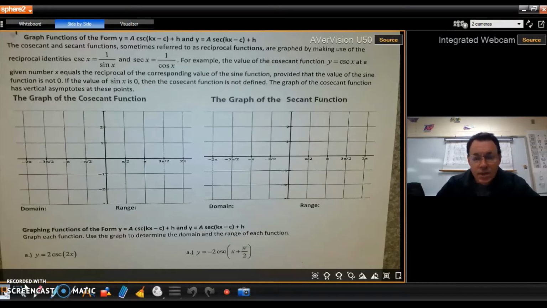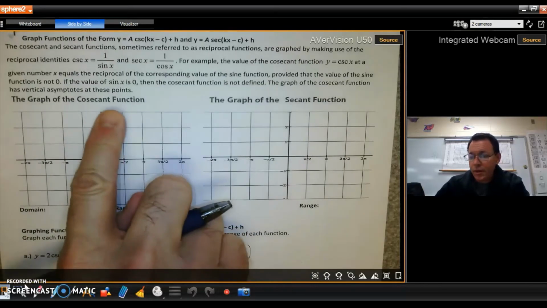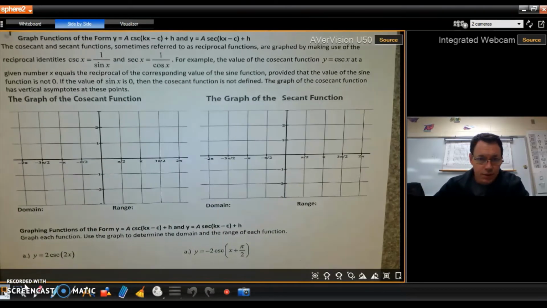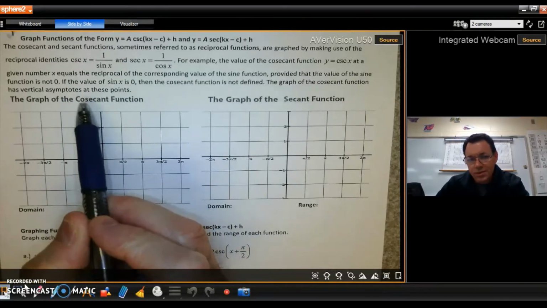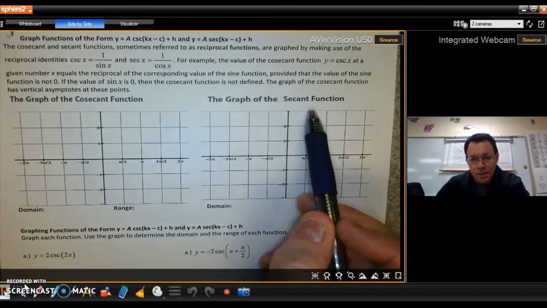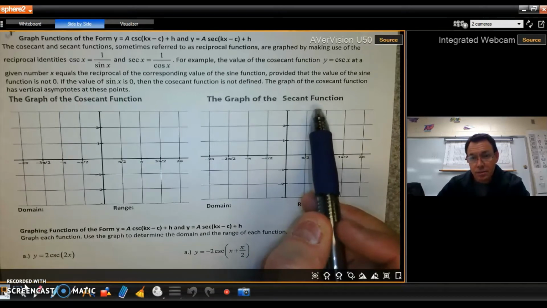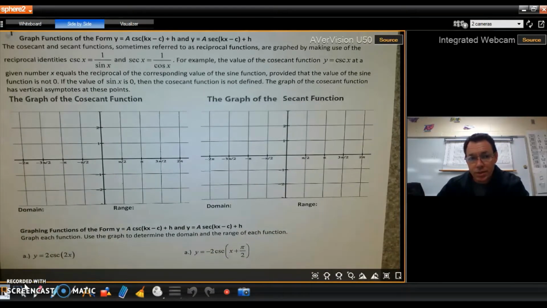Hey guys, today we're going to take a look at some of the other trig functions and how to graph them. Okay, so we're going to start with the cosecant and the secant function. Remember, cosecant is the reciprocal of sine, and secant is the reciprocal of cosine. Okay, so here's what we're going to do.